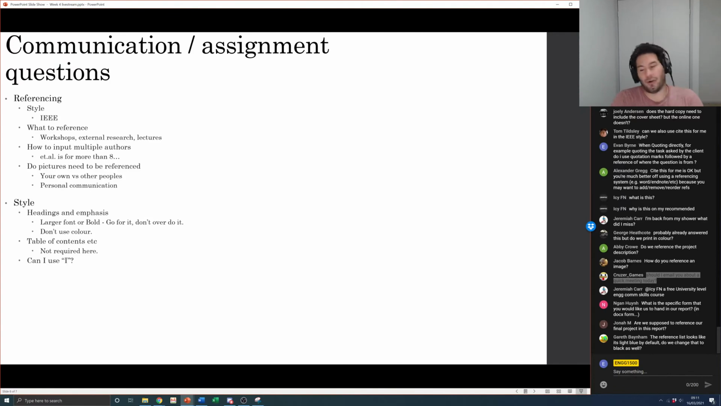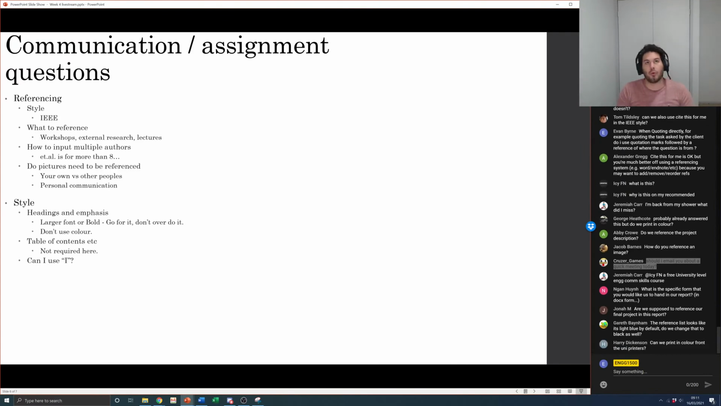Oh, can I use I? So I've been asked this question quite a few times already. What's the go with personal pronouns? You want to stop using them. It's not the end of the world in this report whether you use a couple of personal pronouns, but you want to start to try and not do that, okay? Basically, the rule is a fact, and it's independent of who it happened to. So it shouldn't matter whether it was you that it happened to, it would have happened regardless, so you should never need to say I in that case.